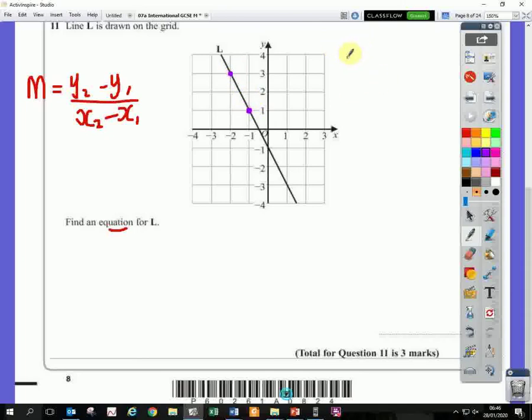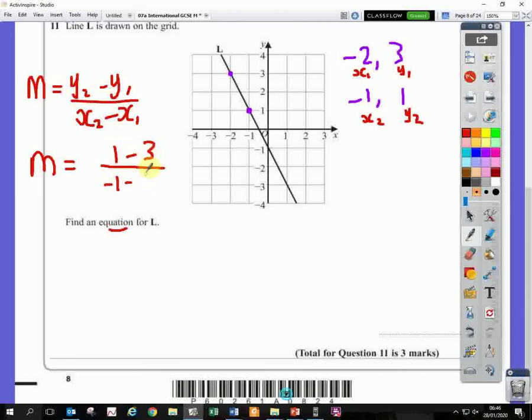One of the points I have chosen is minus 2, 3. Another point I have chosen is minus 1, 1. Label your coordinates x1, y1, x2, y2. Very carefully substitute it in the gradient formula. We have 1 minus 3 over minus 1 minus negative 2. We type this into the calculator as it is on the page, and we end up with negative 2 for the gradient.